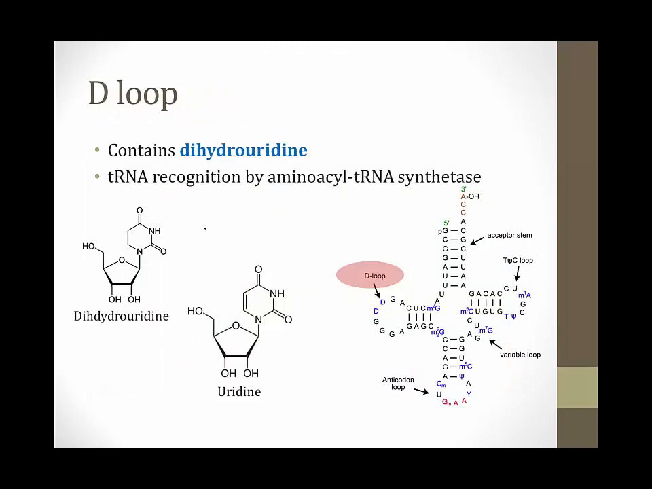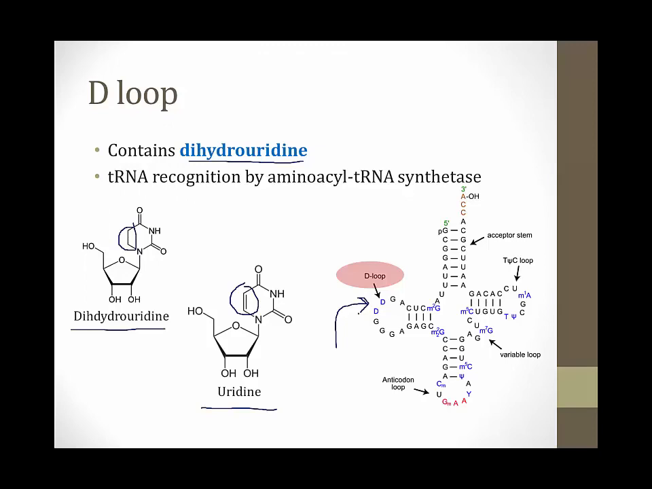The D loop gets its name because it contains an unusual nucleotide called dihydrouridine. In the middle of the screen is the structure of uridine as you would normally find it in a molecule of RNA. The D loop contains molecules of dihydrouridine. It's called dihydrouridine because 2 hydrogens have been added to this double bond here to make it a single bond. And you can see in this picture on the right side of the screen that we've got 2 of these dihydrouridine nucleotides present in the D loop.